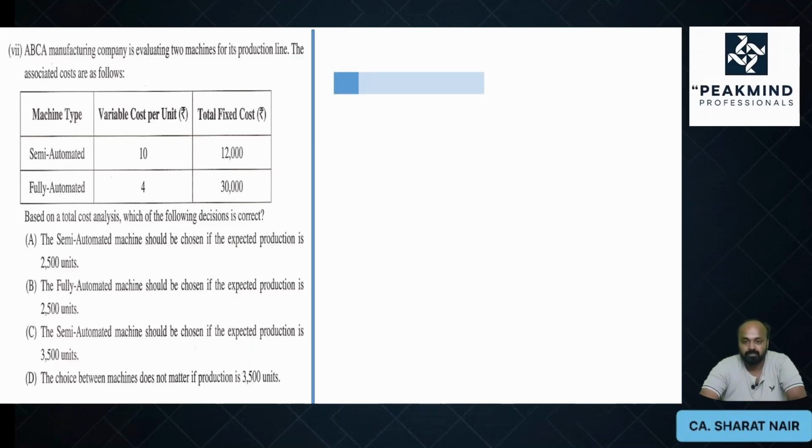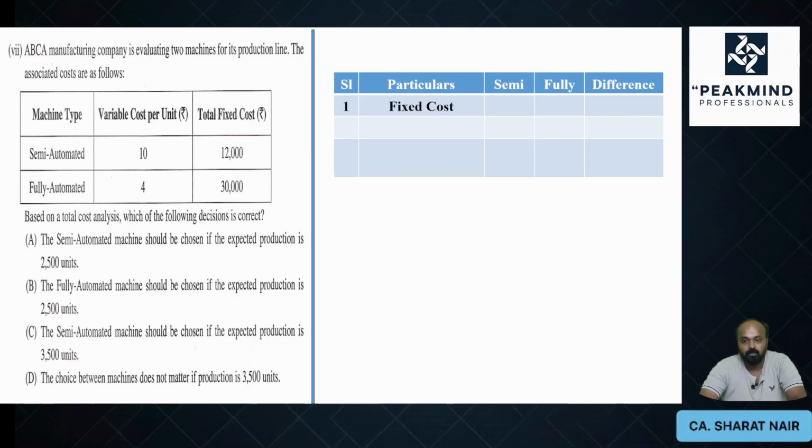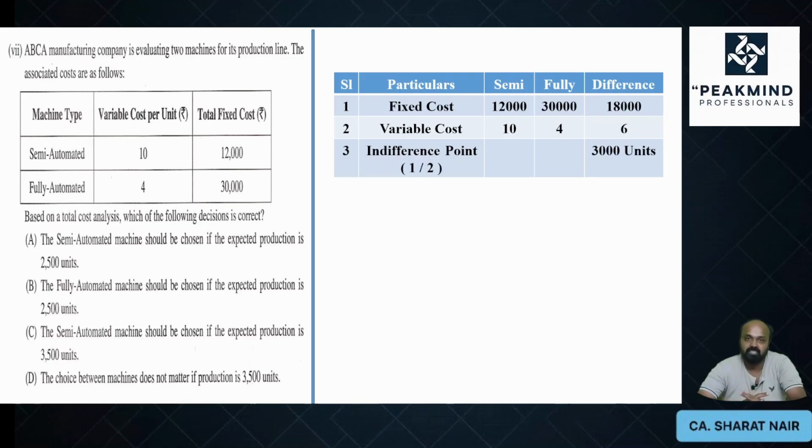So let us first find the indifference point. For the semi-automated option, the fixed cost is 12,000, and for fully automated it is 30,000, and the difference is 18,000. Next, variable cost: for the semi-automated option it is 10, and for fully automated it is 4, and the difference is 6. Now the indifference point calculation is change in fixed cost divided by change in variable cost. So change in fixed cost is 18,000 divided by change in variable cost 6. I will get the answer as 3,000. So the indifference point is 3,000.